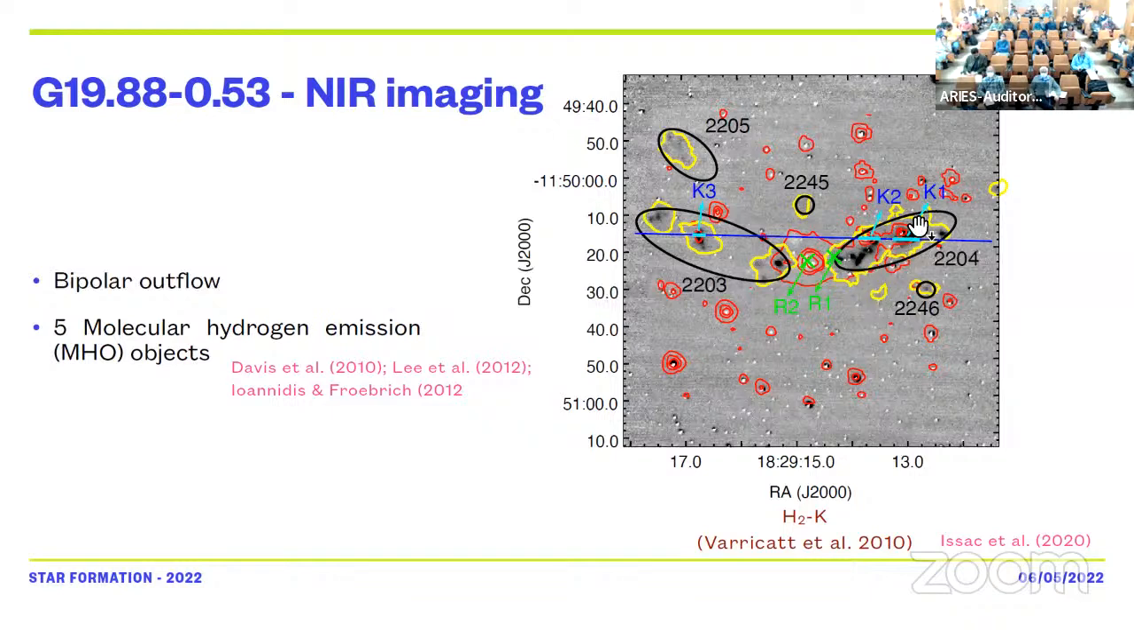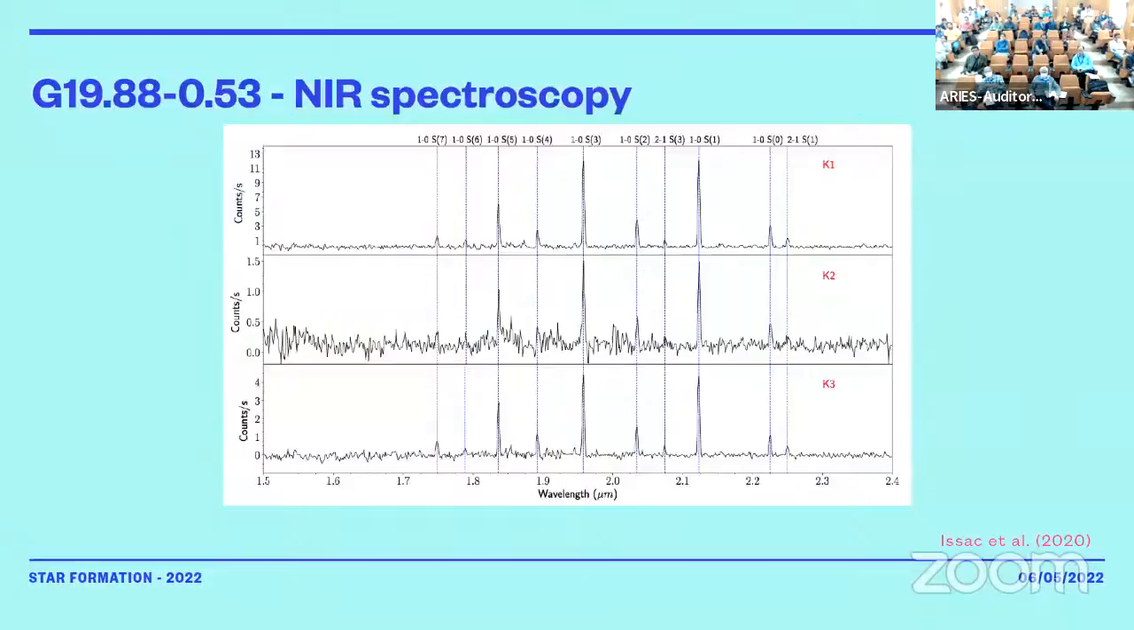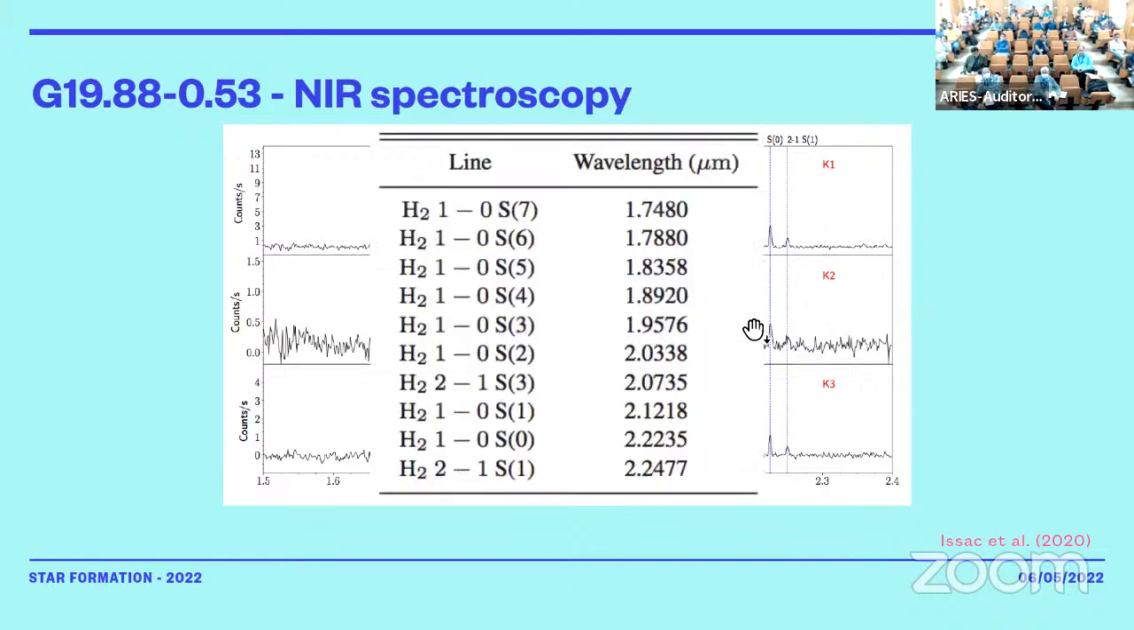So spectroscopic observations were carried out by aligning the slit in such a way that it samples the H2 emission. Here the spectra were extracted along three apertures: K1 and K2, which sample MHO 2204, and K3, which samples MHO 2203. This is the spectra extracted towards all three apertures, and as can be seen, there are several prominent H2 lines seen towards all three apertures. These are the lines extracted and their corresponding wavelengths.